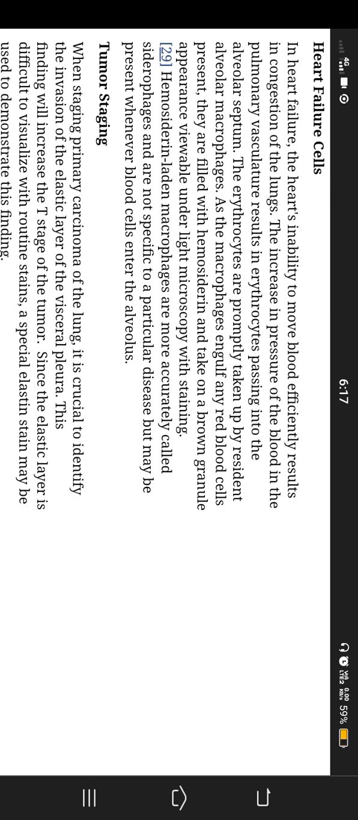Then heart failure cells. In heart failure, the heart's inability to move blood efficiently results in congestion of the lungs. The increase in pressure of the blood in the pulmonary vasculature results in erythrocytes passing into the alveolar septum. The erythrocytes are promptly taken up by resident alveolar macrophages. As the macrophages engulf any red blood cells present, they are filled with hemosiderin and take on a brown granular appearance viewable under light microscopy with staining. Hemosiderin-laden macrophages are more accurately called siderophages and are not specific to a particular disease but may be present whenever blood cells enter the alveolus.